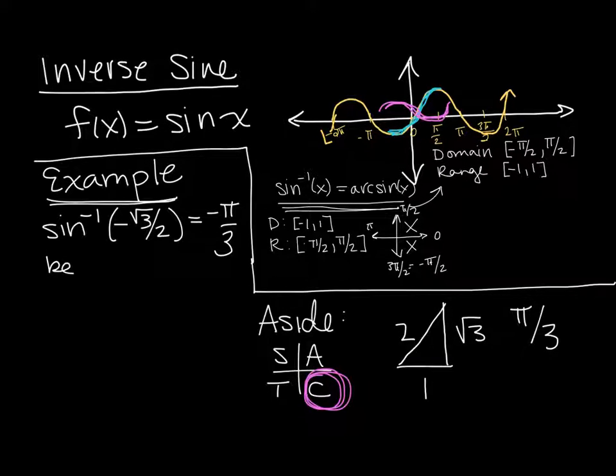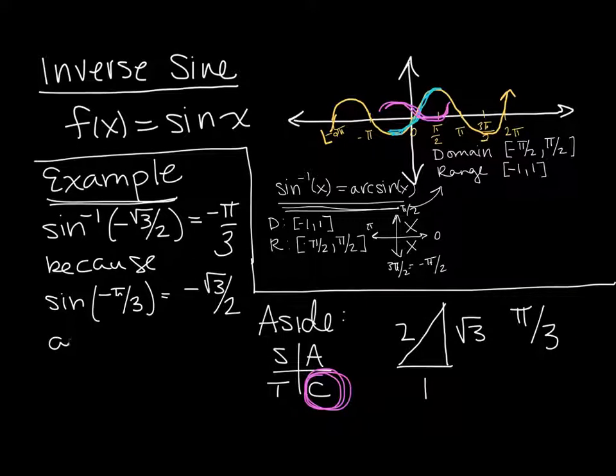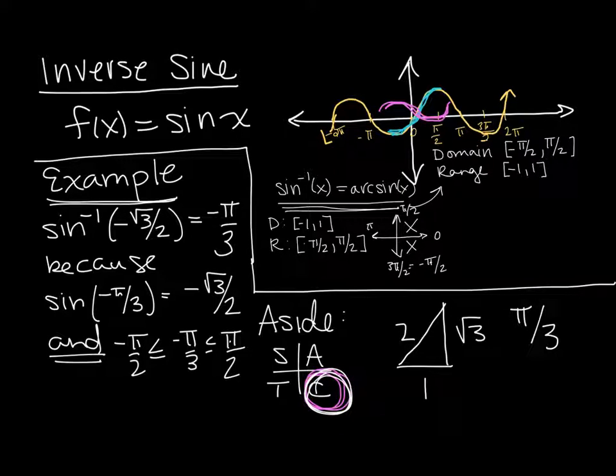And this works because the sine of minus pi over 3 is minus the square root of 3 over 2, and negative pi over 2 is less than or equal to minus pi over 3, which is less than or equal to pi over 2. So the range is in the correct quadrant.